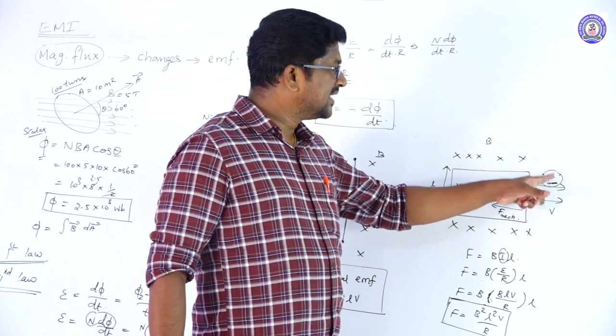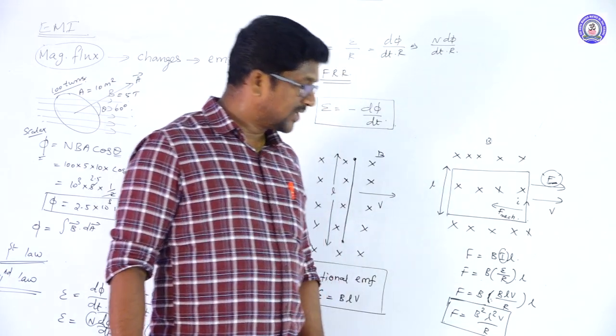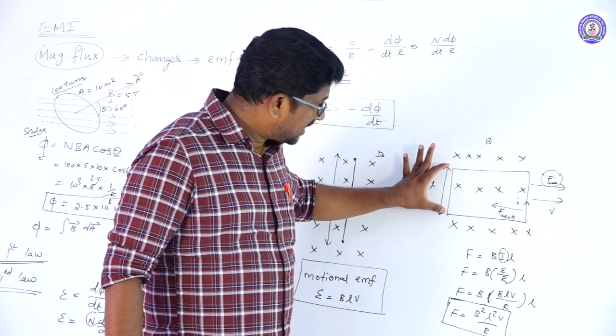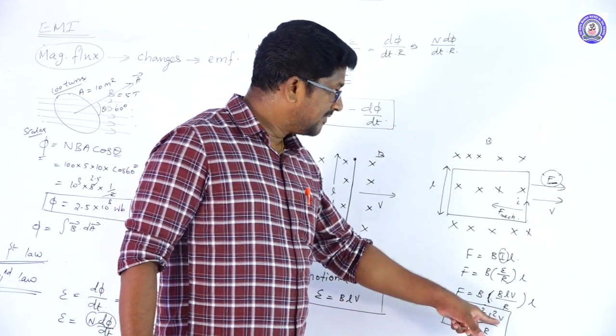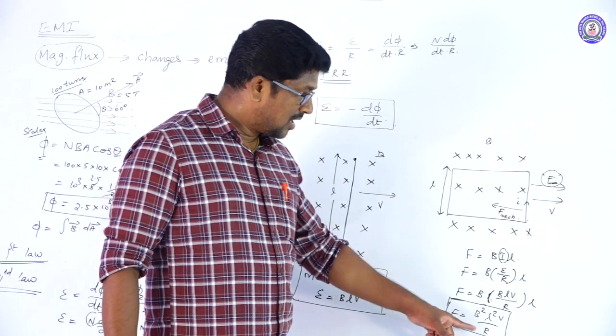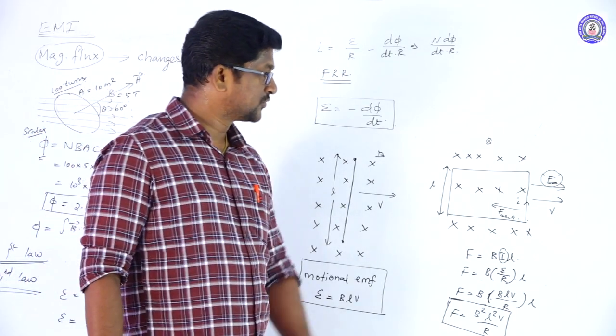That external force needed can be calculated by using the formula F is equal to B squared L squared V divided by R. B is the magnetic field, L the width of the rectangular loop, V the velocity with which the rectangular loop moves in the uniform magnetic field, and R the resistance of the loop. Right, this is the force formula.